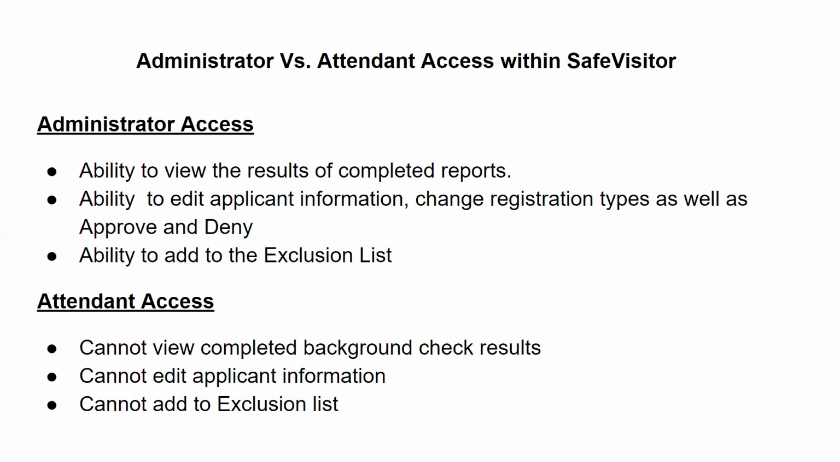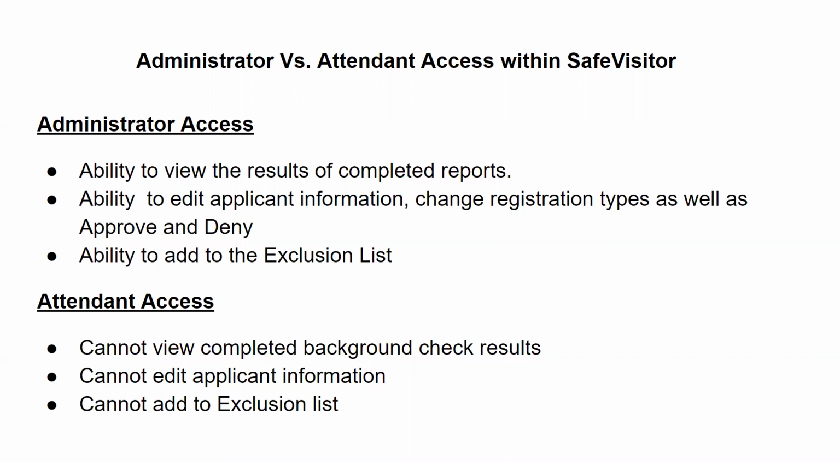An attendant access cannot view the completed report results. So if I'm the secretary at the elementary school and I'm considered an attendant, I can see someone's status. I can see a volunteer approved status. I can see denied, I can see pending, but I'm not able to view the results of the completed background checks. They cannot edit applicant information, and you cannot add to the exclusion list.